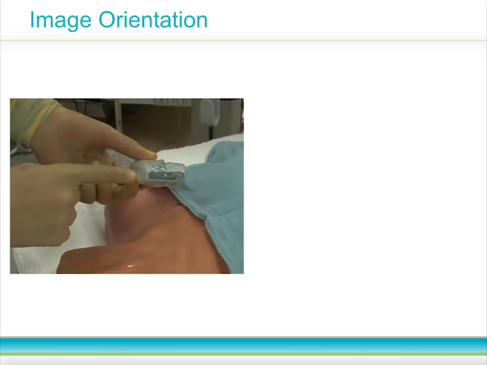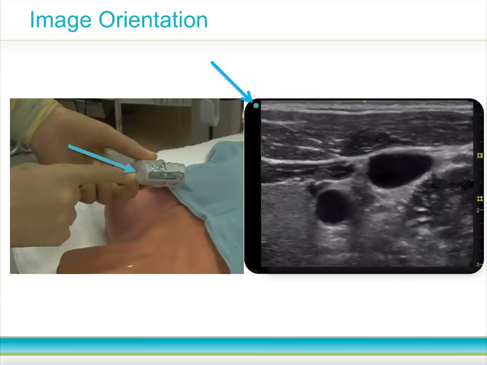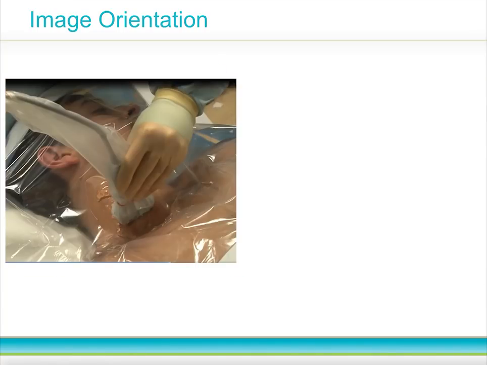Differentiating superficial and deep on the ultrasound screen is fairly straightforward, but left and right depends on how you hold the transducer. Each transducer has an indicator of some sort on one side, such as a groove or a raised dot. This indicator corresponds to the orientation mark on the ultrasound image. We will discuss image orientation in greater detail in the knobology module.